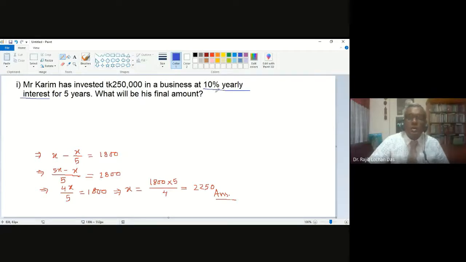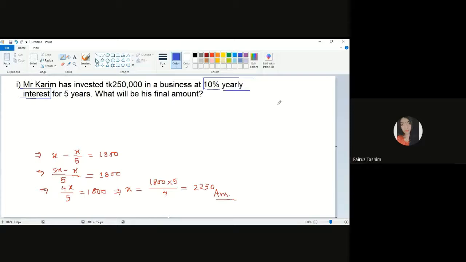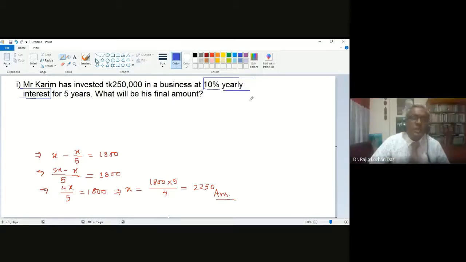And what is the rate? Rate is 10 taka out of 100 taka. And what is the time? After every year. So this is the meaning of this. So how much money has Mr. Karim invested? That is 250,000. Okay, so this is the money he has invested.